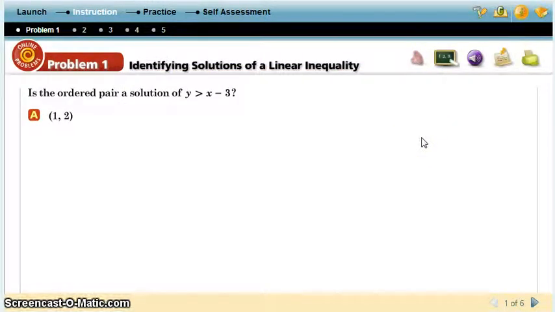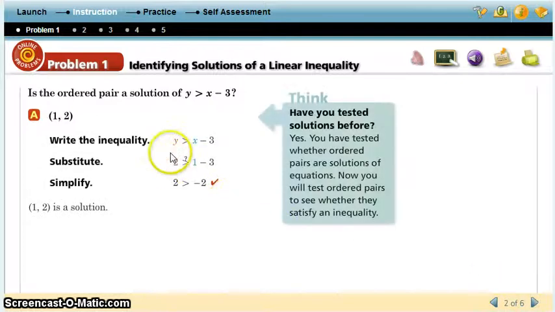Now, before we get into graphing, we want to talk about, can you actually identify solutions of a linear inequality? And this is very simple. This is just substituting in values. Okay, the ordered pair that you've been given here is (1, 2). The inequality is y > x - 3. Well, to determine if this is a solution, plug the 1 in for x, because that's the x part of your coordinate, and plug the 2 in for y. So this is what this is going to look like. Once you plug in 2 for the y and 1 for the x, this is what your inequality looks like.